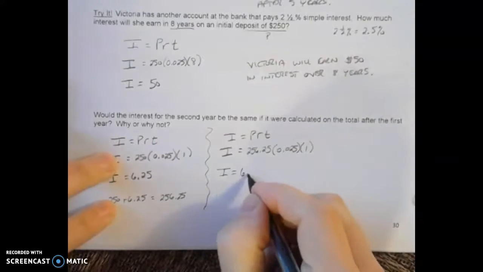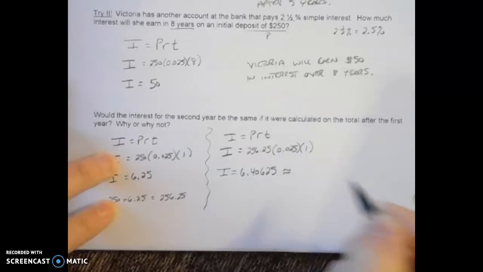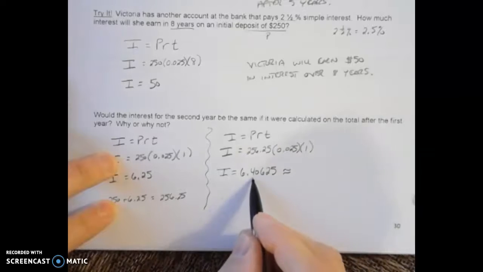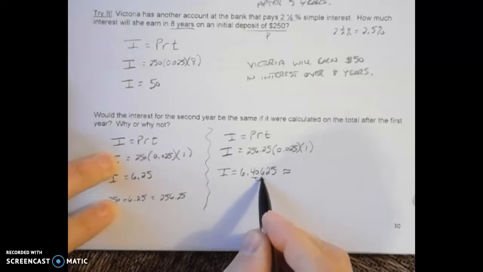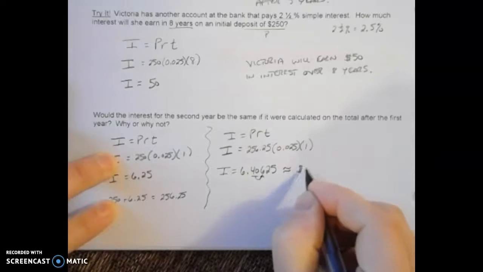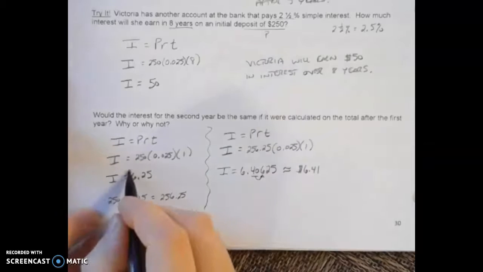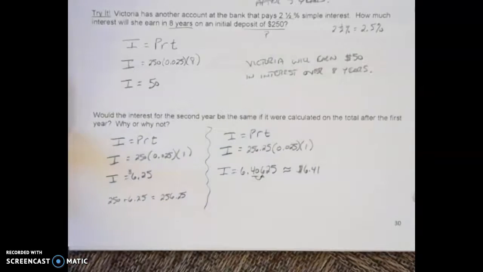6.40625. But remember, because this is supposed to be money, we've got to go to the nearest hundredth. So that looks like 40 hundredths, but the 6 there is going to round us up to about $6.41 in interest for the second year. So we can see here that the two interest amounts are going to be different.